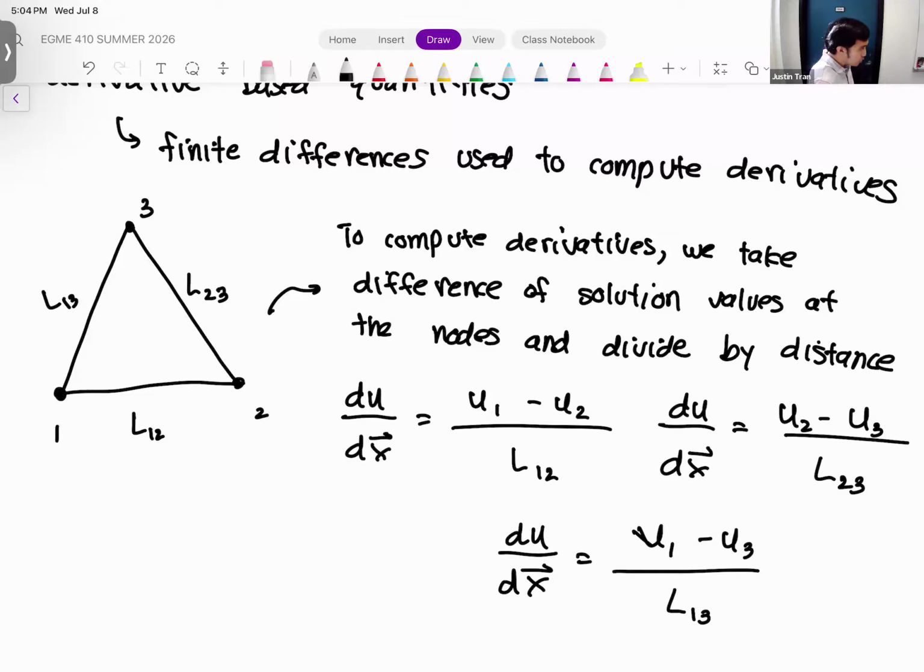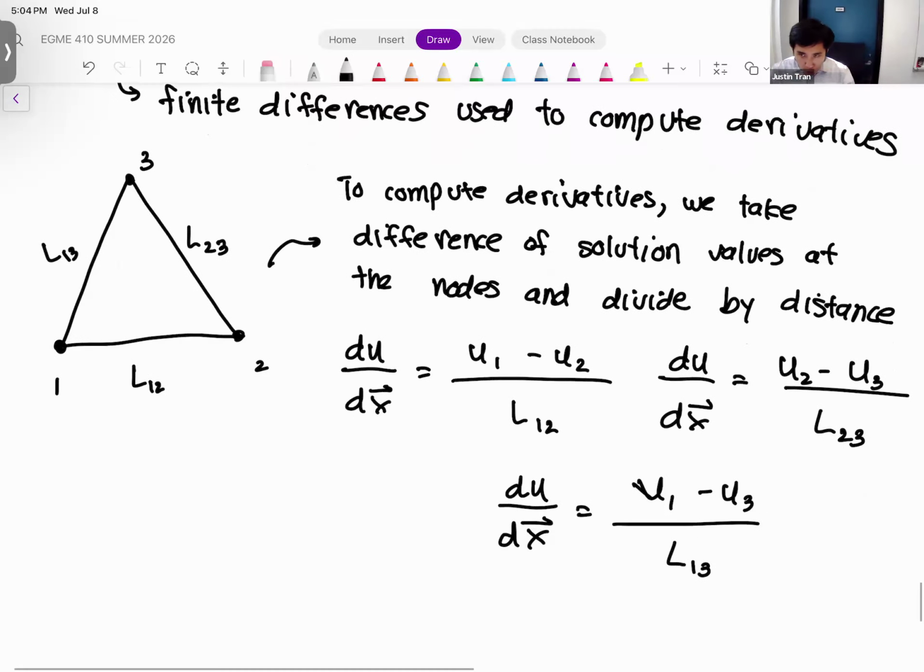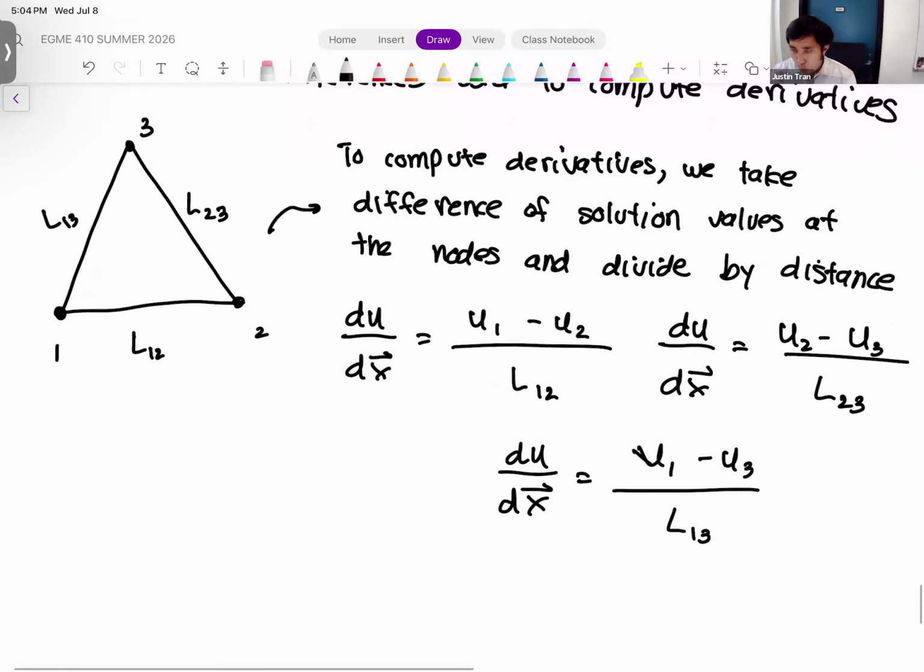Okay, but essentially through finite differences, we can get three different measures for the derivative here. Okay, and so this would be the derivative of the quantity within that element, right? And so what we do from here, to get the overall derivative within that element, we can then take the average of these three different representations.